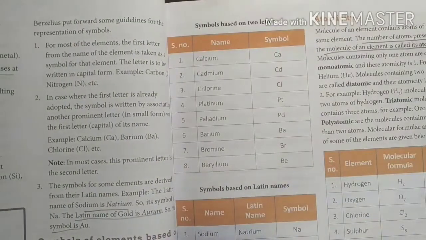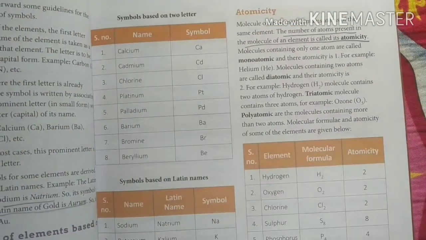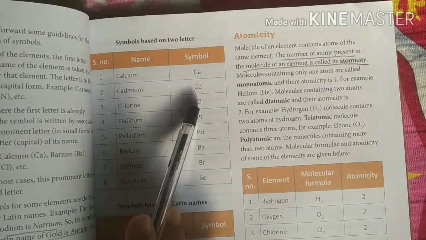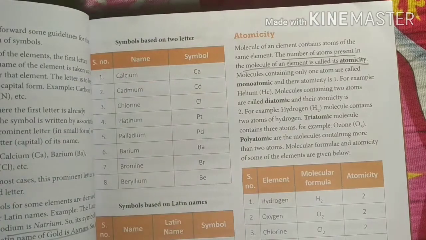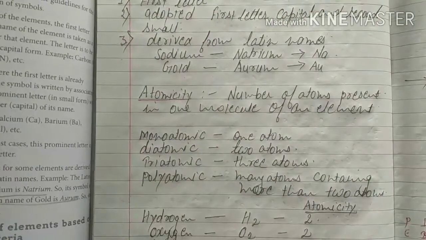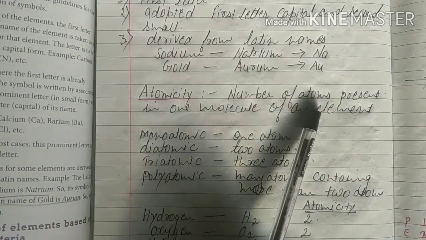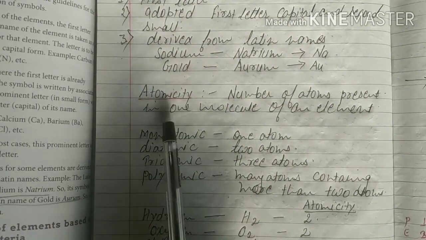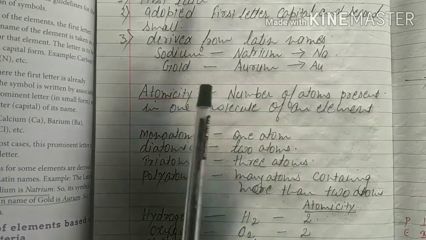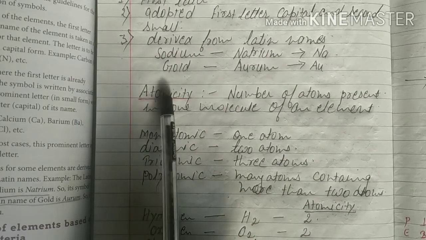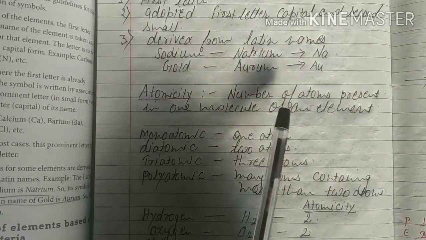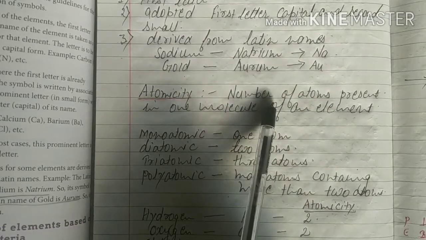Okay, so I hope it is clear. You have to learn it from your side also. Next, we have to learn about atomicity. What is atomicity? Atomicity is the number of atoms present in one molecule of an element, a particular element.